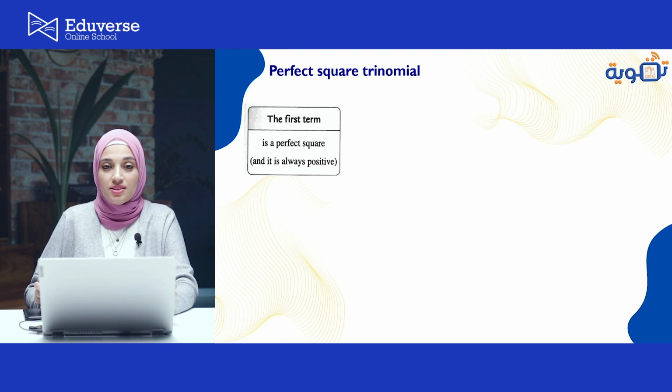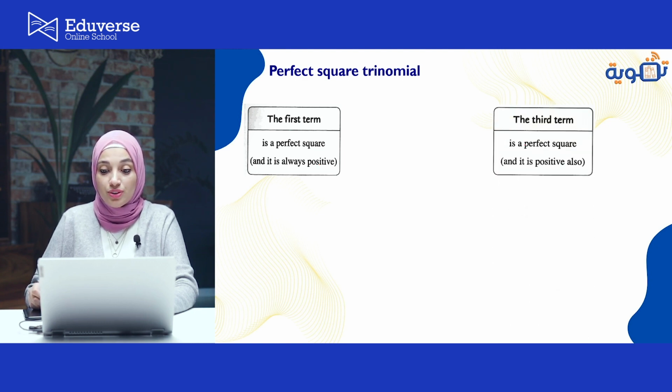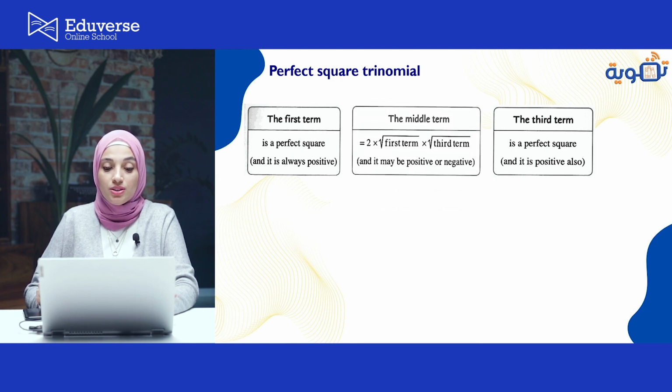How can I say this is a perfect square trinomial? Or when can I say it's a perfect square trinomial? I have to check the first term first if it is a perfect square or not. Also, the third term, you have to check if it's a perfect square or not. If the first term and the third term are also perfect squares, then let's check the middle term here, which should be the product of 2 by the square root of the first term by the square root of the third term.